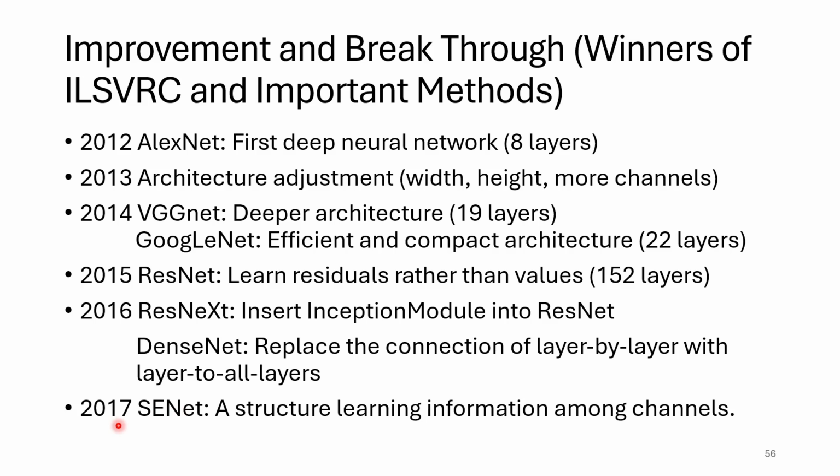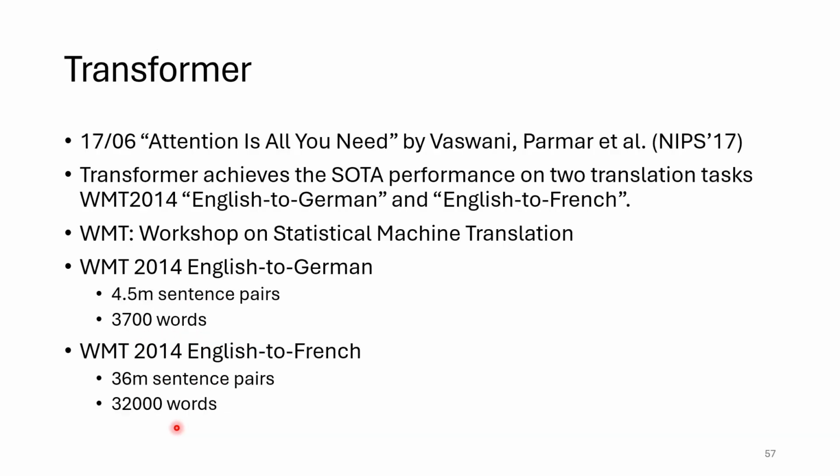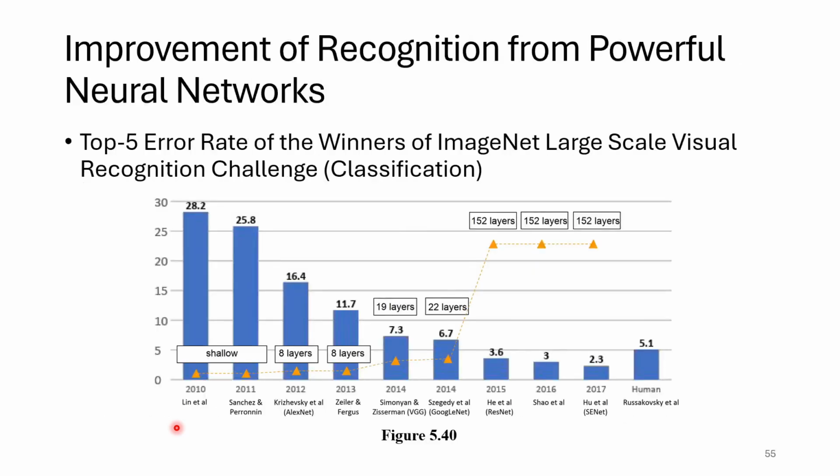It proposed a method to learn information among channels. The architecture can be inserted into any kind of existing network architecture. When they inserted it into ResNet, it became SENet. And okay, the last year of the ImageNet challenge was 2017. There's no more ImageNet challenge because the performance has become greater than human beings.